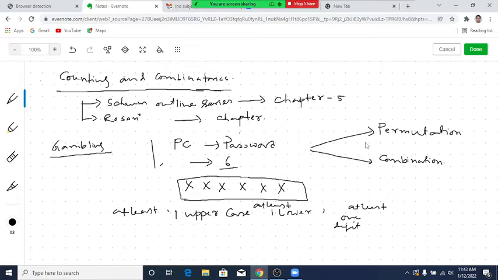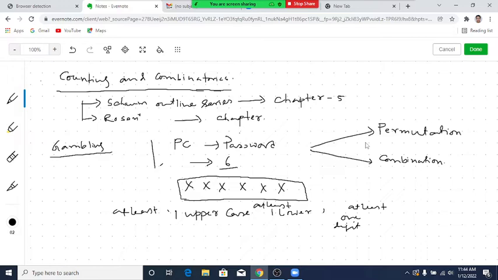Sir, in combination, the order of the elements actually does not matter. Yeah, that is actually the main thing. So while you are doing the combination, order does not matter. How can we say? Say for example, I have taken 2 jackets.